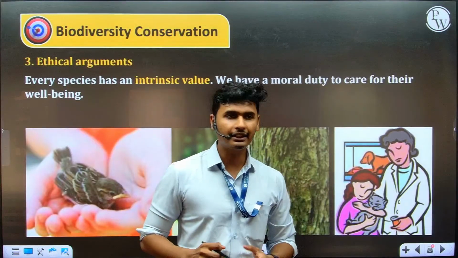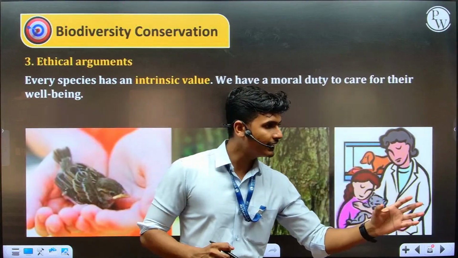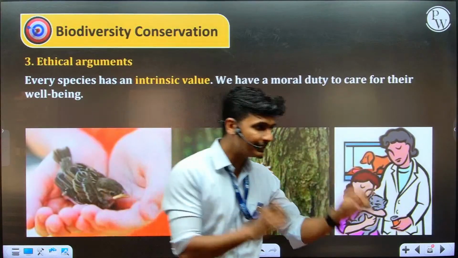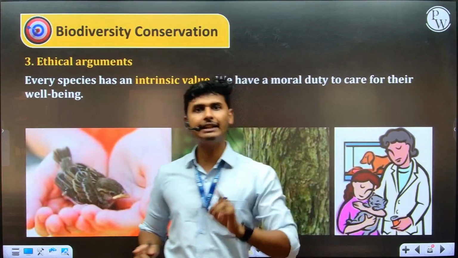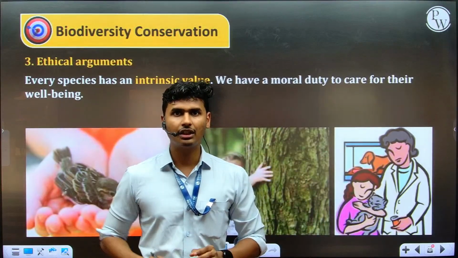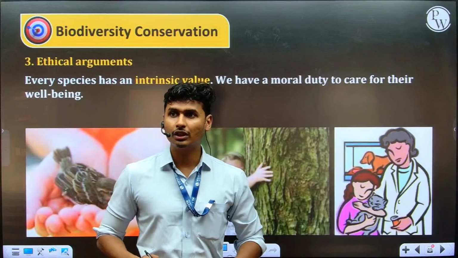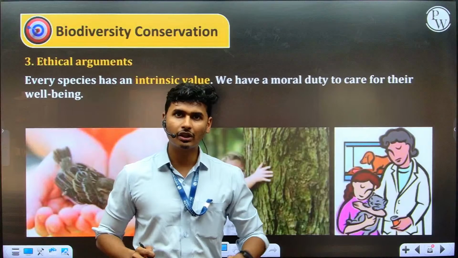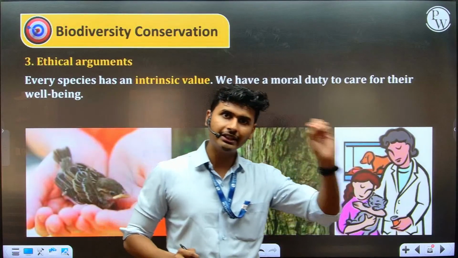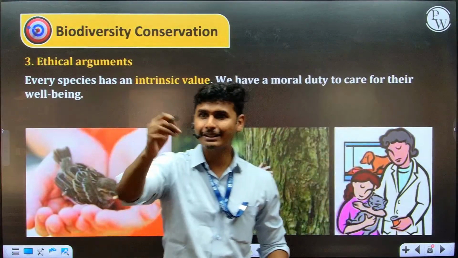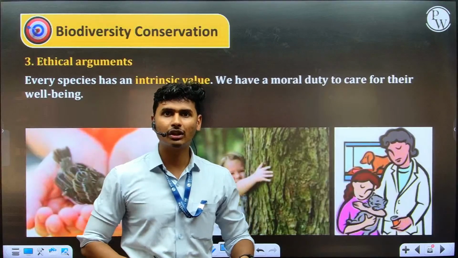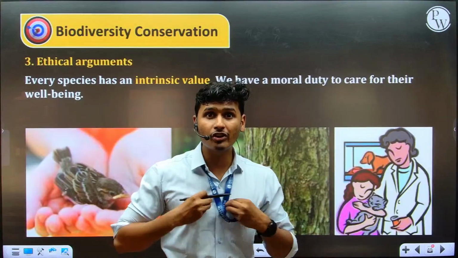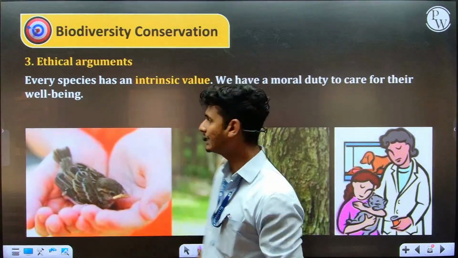She feels that this plant has some value on this earth because it is present on earth. So every individual on this earth has a specific value. The birds are present around us because the earth belongs to them also. The plants are present on the earth because the earth belongs to them also. Earth does not belong only to humans. You have to understand this concept.